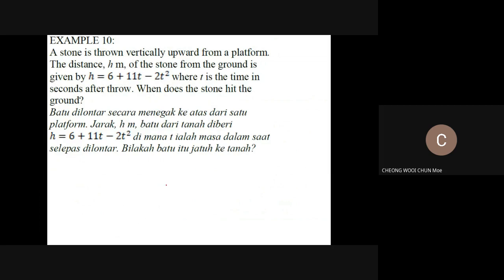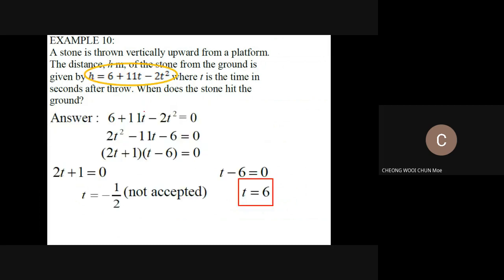Then we look at example 10. Okay, a stone is thrown vertically upward from a platform. The distance h meters of the stone from the ground is given by h equal to 6 plus 11t minus 2t squared, where t is the time in seconds after the throw. When does the stone hit the ground?